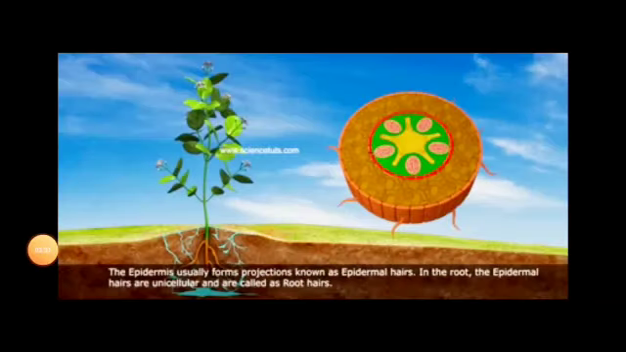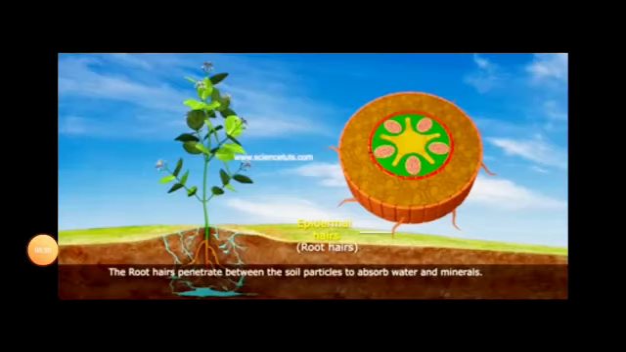The epidermis usually forms projections known as epidermal hairs. In the root, the epidermal hairs are unicellular and are called root hairs. The root hairs penetrate between the soil particles to absorb water and minerals. So basically, the function of root hair is to absorb water and minerals.